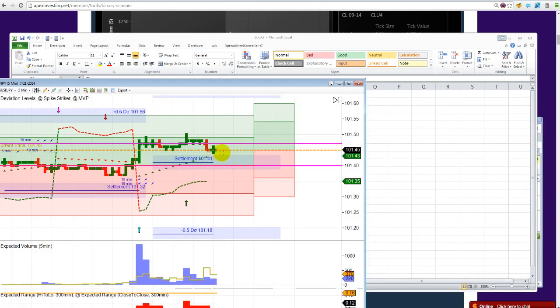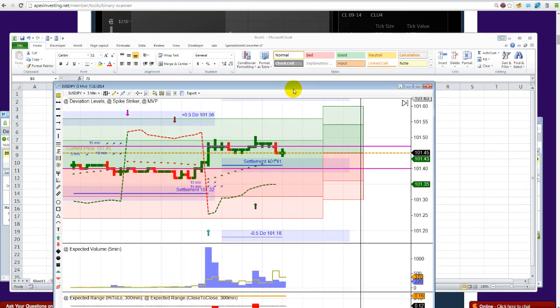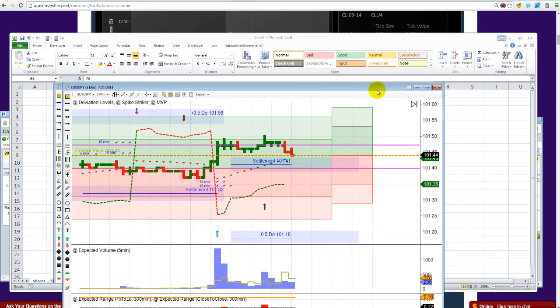Yeah, it's finally starting to move its way back down. We'll see what it does. There it goes.